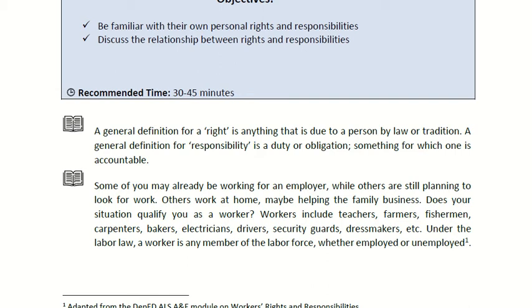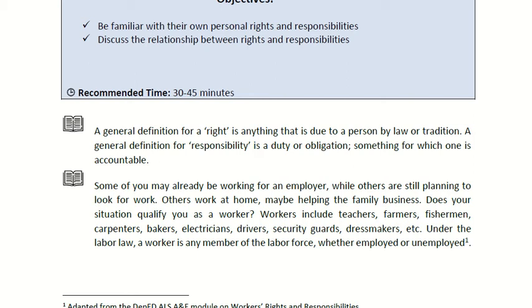So, for example, yung mga nagtitinda, no? Mga entrepreneurs. So, these are self-employed, no? So, wala silang boss. Sila lang nagsasarili. Pero sila ay worker pa rin, which are members of the labor force. So, that is under the labor law of the Philippines.